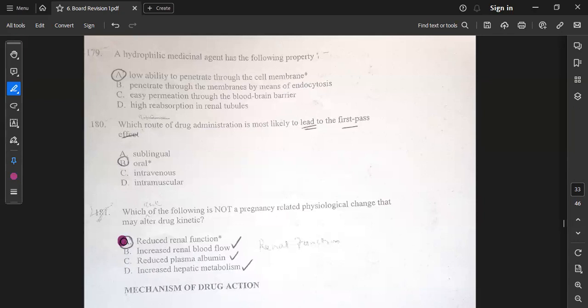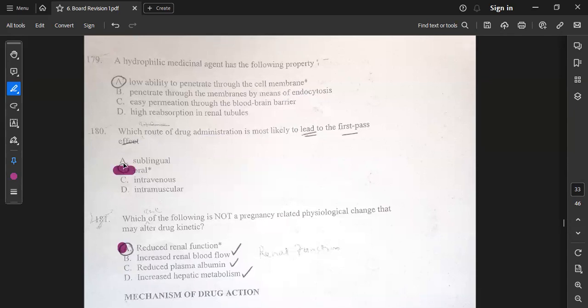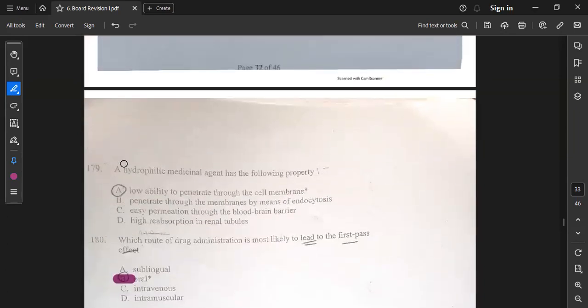Which route of drug administration is most likely to lead to first pass effect? Oral. A hydrophilic medicinal agent has the following property: low ability to penetrate through the cell membrane. That's the one that makes sense because it's hydrophilic. If it was hydrophobic, then it would not have been that. So hydrophilic agents usually require transporters or endocytosis.